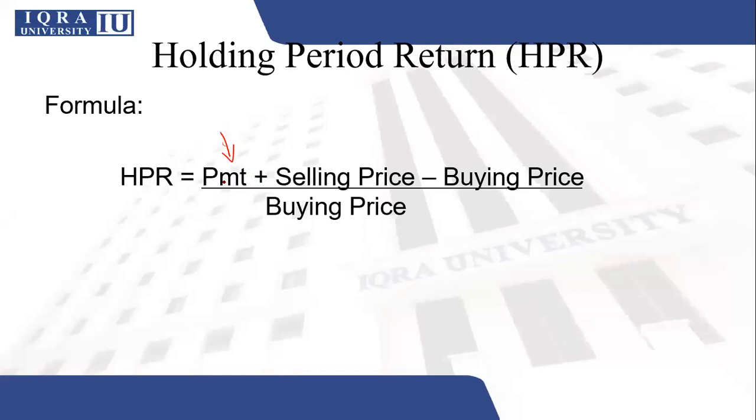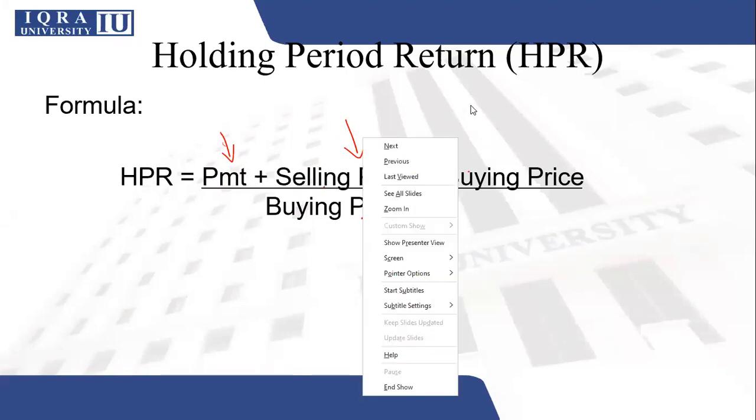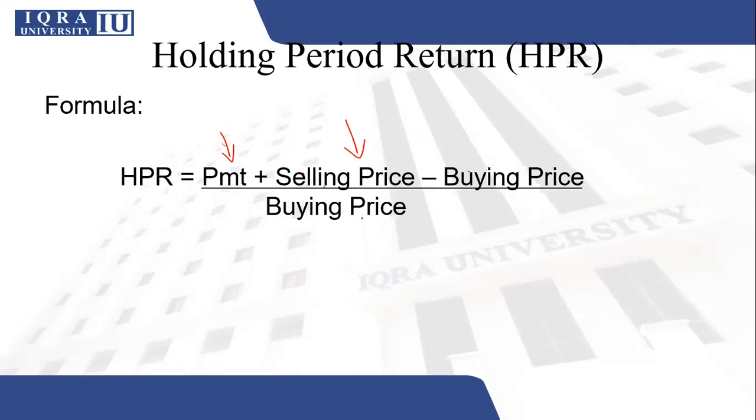So that is, for the duration of the time the bond is with the person, he is going to receive the coupon payment. Plus you have the capital appreciation part of it, which is the selling price minus the buying price divided by the buying price. So the total return for the investor will come in two forms, the current yield and the capital appreciation part.